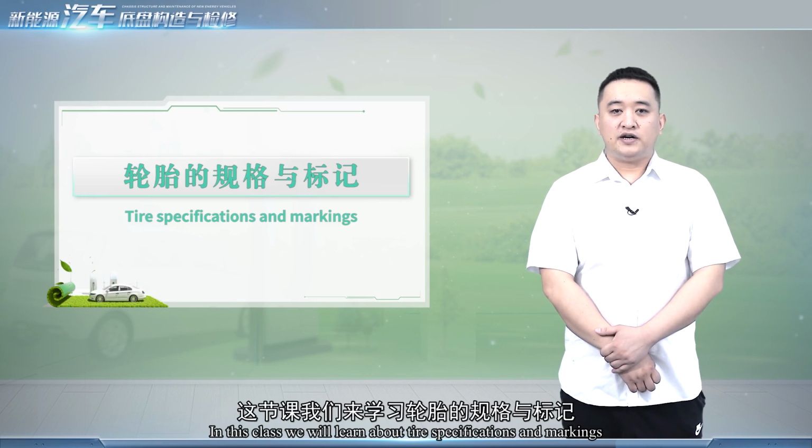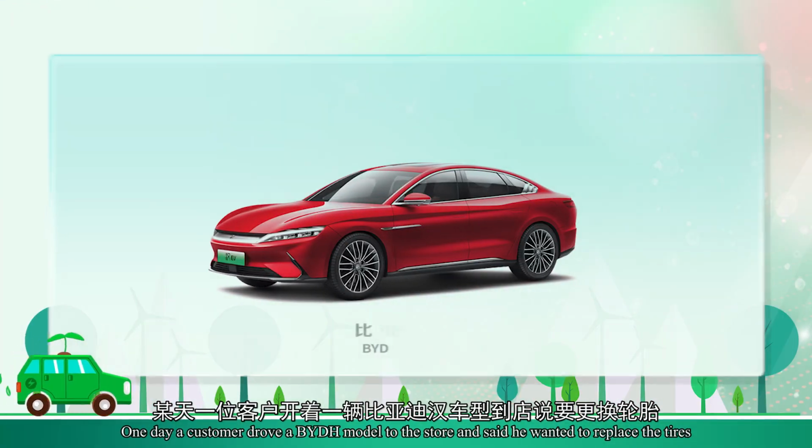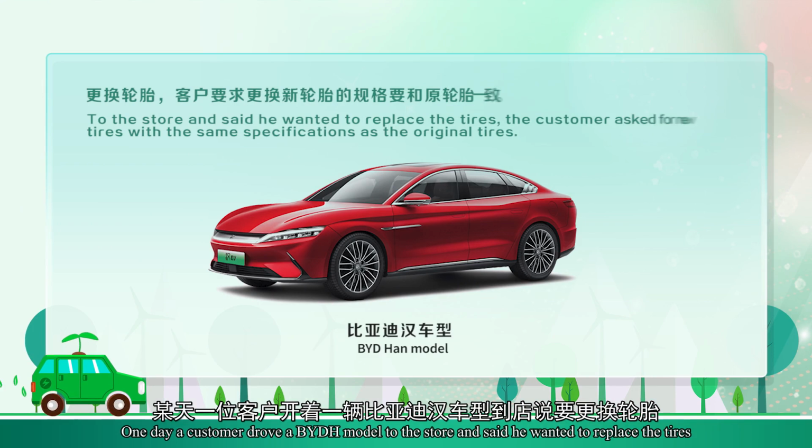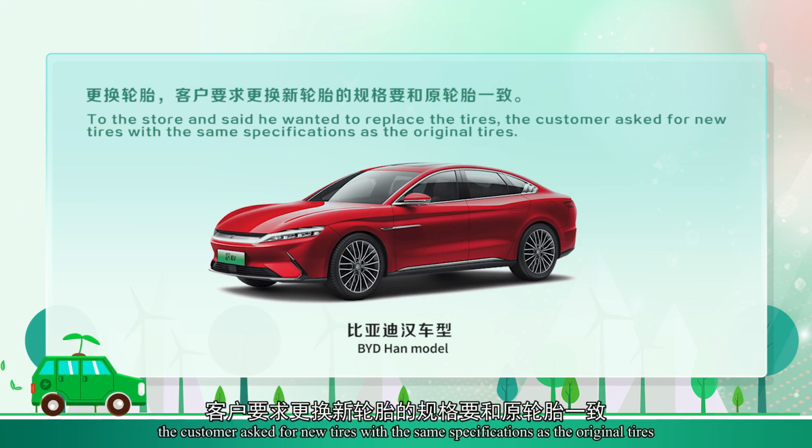In this lesson, we will learn the specification and marks of tires. One day, a customer drove a BYD model to the store and said he wanted to replace the tires. The customer asked for new tires with the same specification as the original tires.